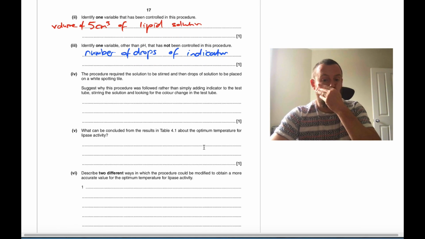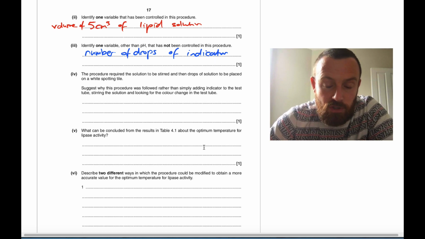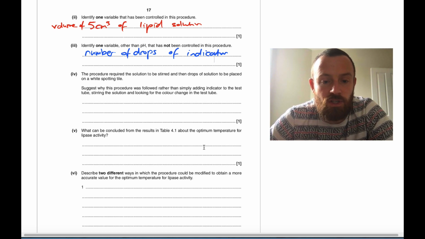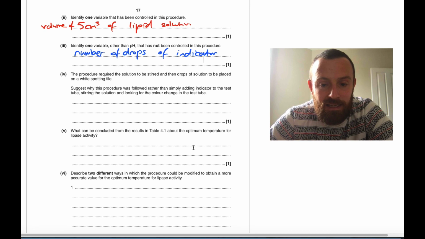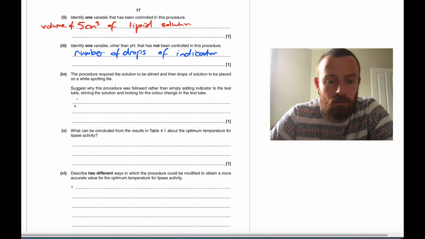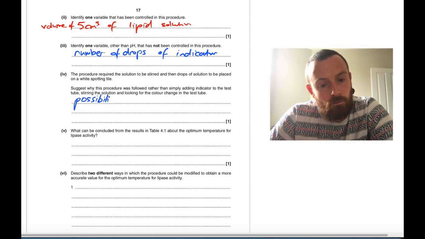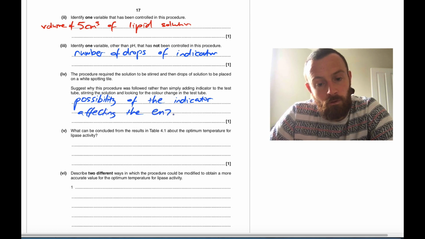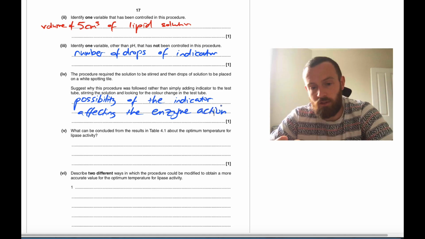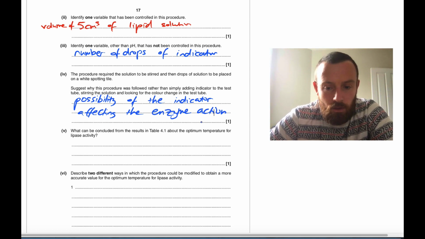Okay, the procedure required the solution to be stirred and then drops of the solution to be placed on a white spotting tile. Suggest why this procedure was followed rather than simply adding indicator to the test tube, stirring the solution and looking for a color change in the test tube. Well, I guess there's a possibility of the indicator affecting the enzyme action, isn't there? And we don't really want that to happen because that introduces other variables. So that's what I would say. We'll look at the mark scheme for that in a second.